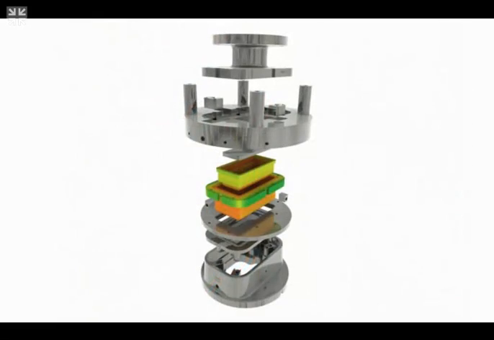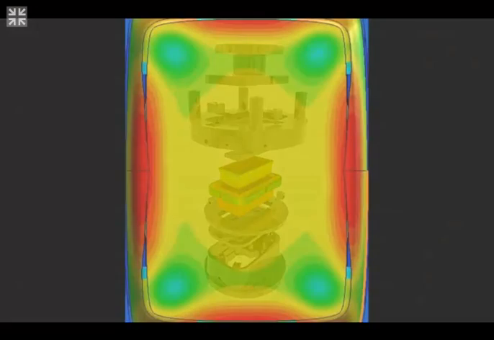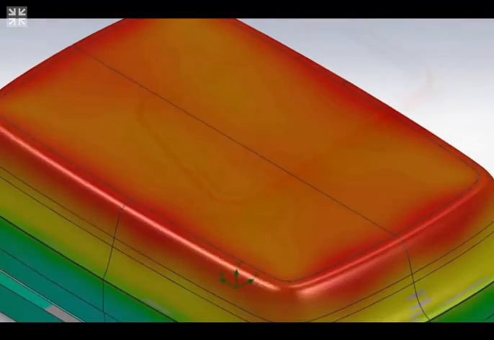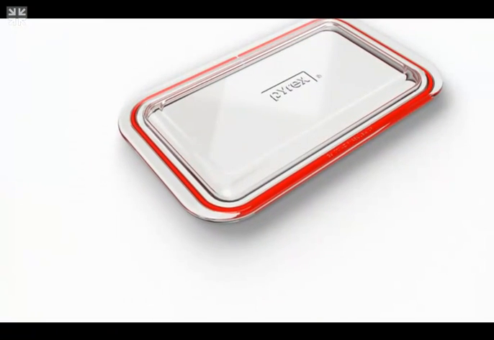SOLIDWORKS Simulation gives you vital information that can help you make good engineering and design decisions, making your products better and your customers more satisfied.